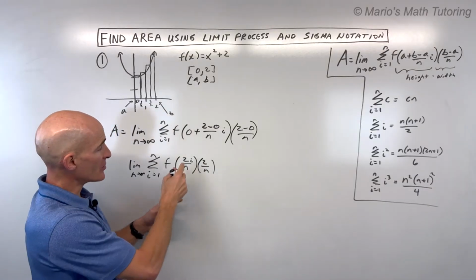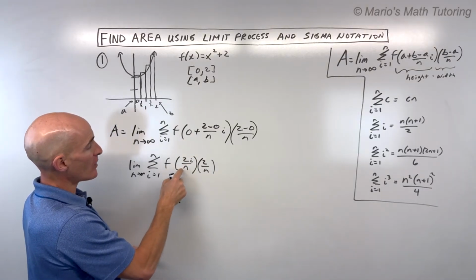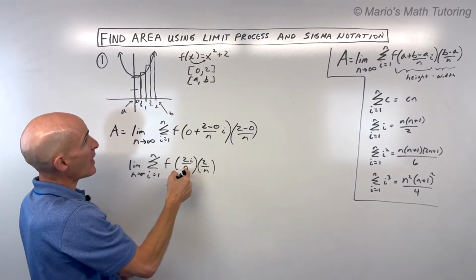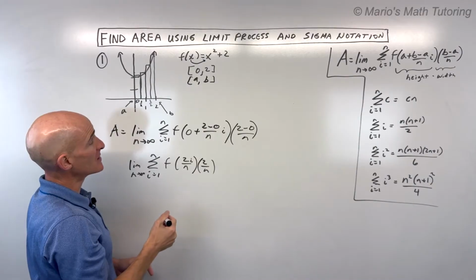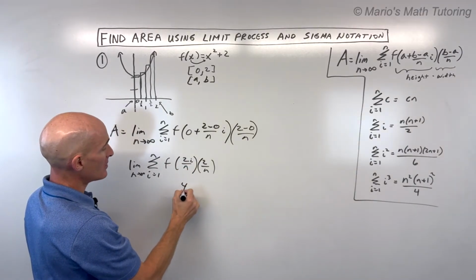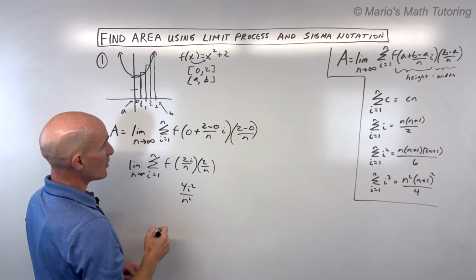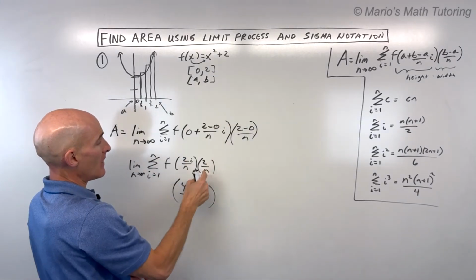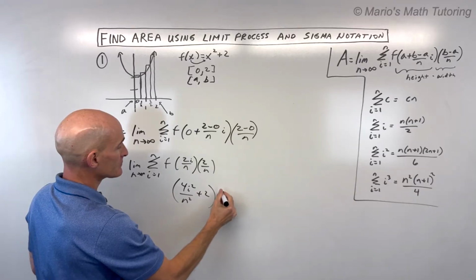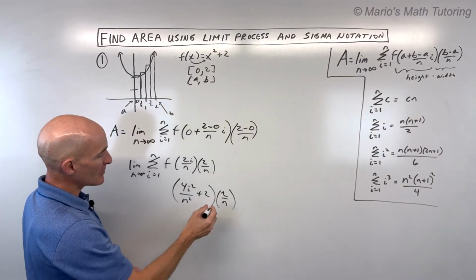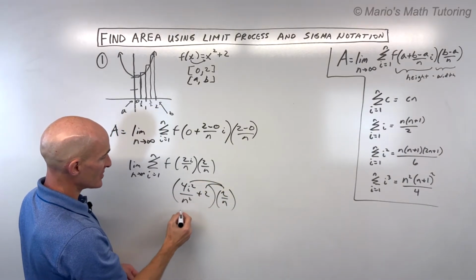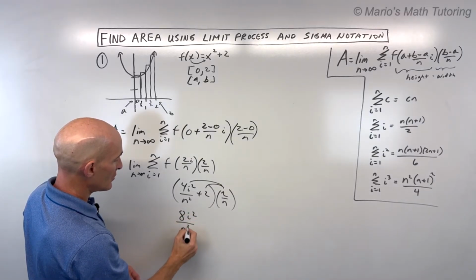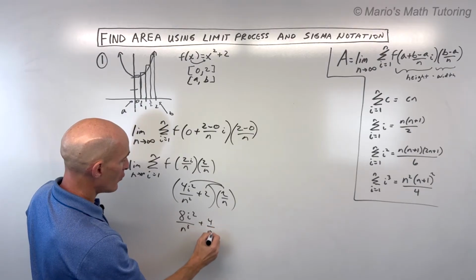let's look at this part here, 2i over n. That goes into our function. That gives us our height. We're going to replace x with 2i over n, and we're going to square it. So that's going to be 4i squared over n squared, okay, plus 2, right, and then times 2 over n. Okay, now I'm just going to distribute this 2 over n in here. So this is going to give me 8i squared over n cubed plus 4 over n.